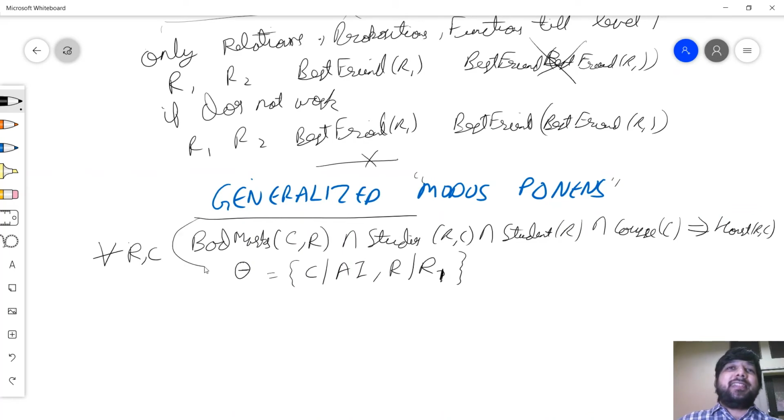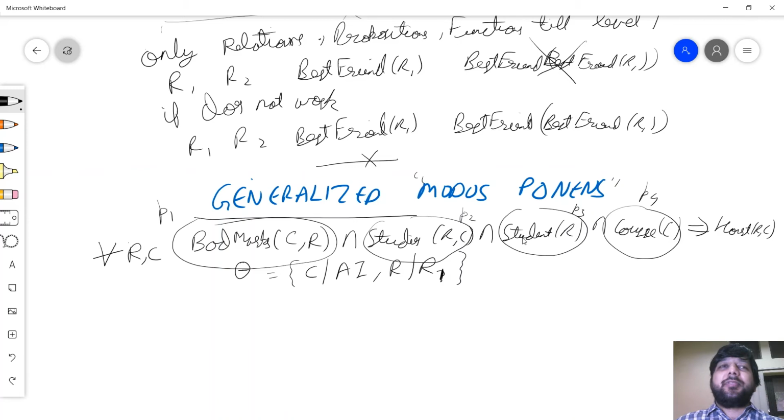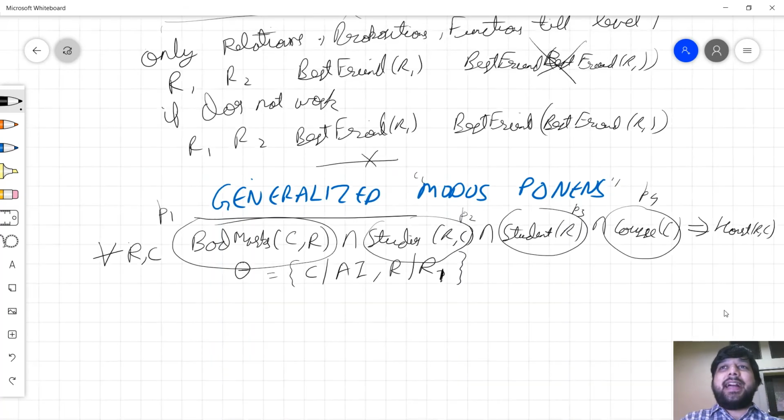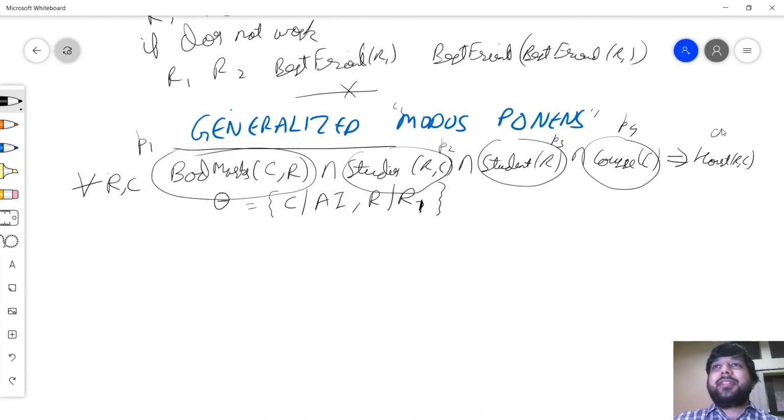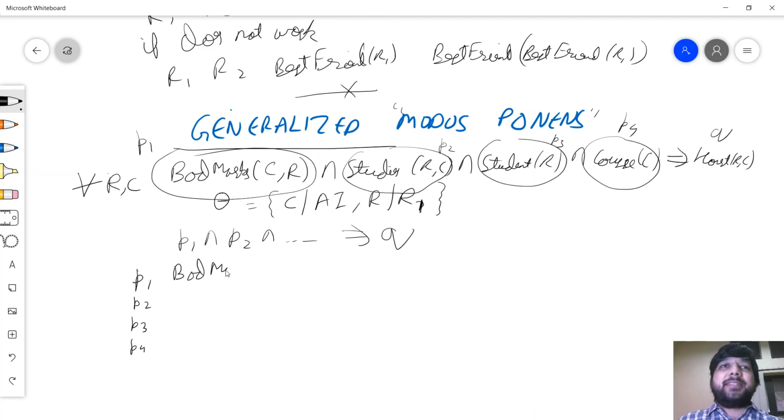So in general, let this be P1, let this be P2, let this be P3, and let this be P4, and let this be Q. In general, any rule is P1 and P2 and so on implies Q. In this specific case, I have P1, P2, P3, P4 as bad marks, CR, studies.